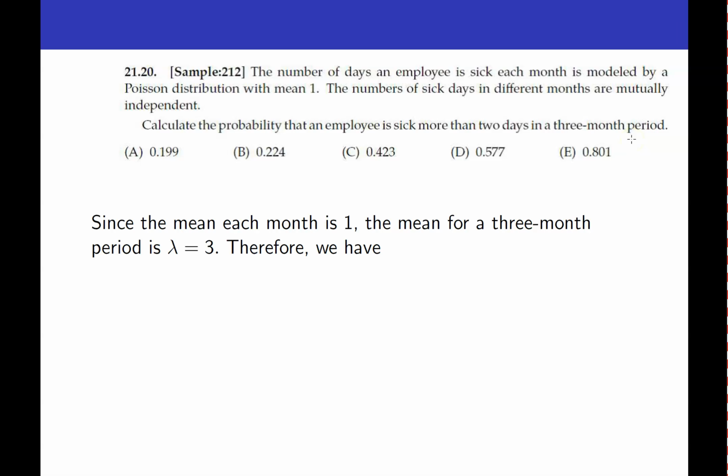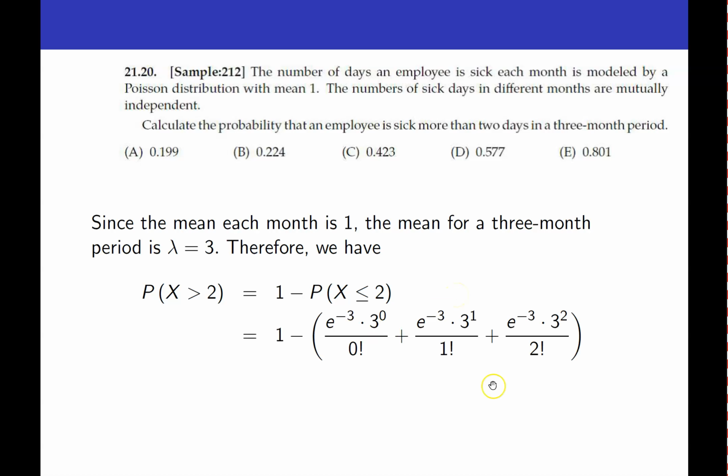Okay, so now we want the probability that you're sick more than 2 days in a 3-month period. Easier here again, if we want to calculate the probability of more than 2 days, x is greater than 2, I will do the complement, so 1 minus the probability that x is less than or equal to 2. Well, just using our Poisson PMF with lambda equal to 3, x could be 0, x could be 1, x could be 2. Any of those values will work for x less than or equal to 2. A little bit of simplifying gets you to 1 minus 17 halves e to the negative 3.